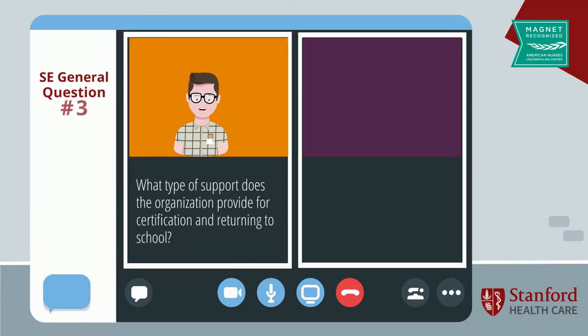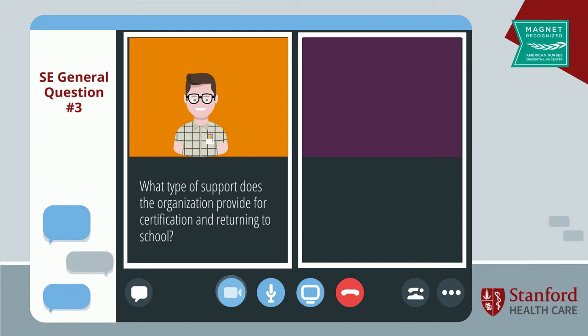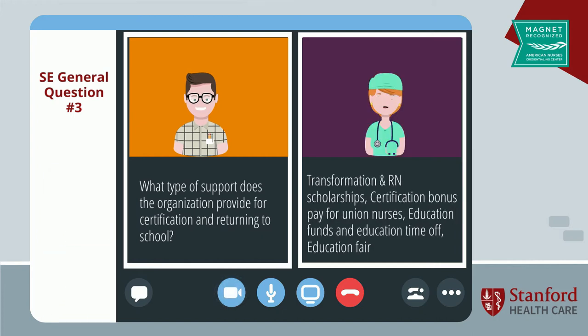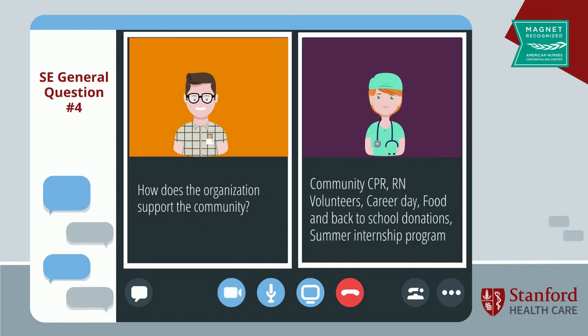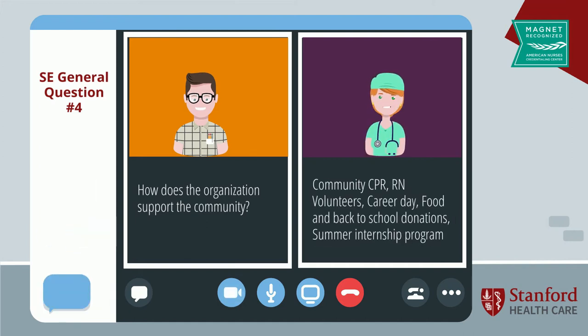What type of support does the organization provide for certification and returning to school? We have the Transformational and Friends of Nursing Scholarships, certification bonuses for union-represented nurses, education funds, education time off, and we host an education fair twice a year. How does the organization support the community? Through community CPR, RN volunteers, hosting a career day for high school students, food and back-to-school donations, and a summer internship program.